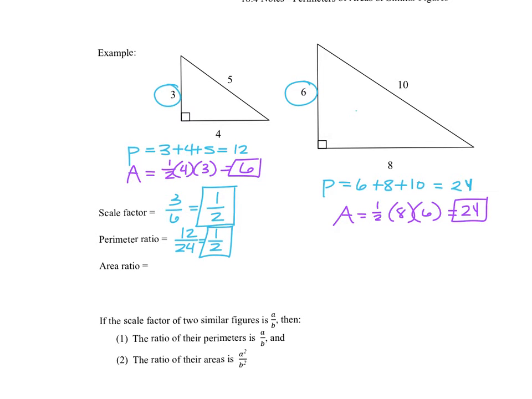Okay, so what is the area ratio? 6 to 24, which reduces to 1 to 4.